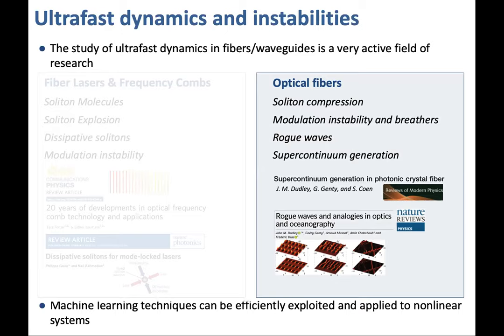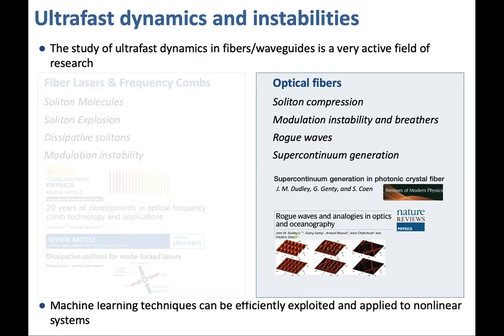Modeling, although it's extremely useful, can be computationally intensive, both in terms of time and memory, and the real-time measurement techniques, which are typically used to characterize ultrafast dynamics, can also be quite complex, and they have their own limitations in terms of resolution, bandwidth, operating wavelengths, and so forth. So it may be extremely useful to develop new tools which allow us to perform characterization or optimization or both types of tasks on the fly. And this is where machine learning techniques come in and can be efficiently exploited and applied to nonlinear systems.